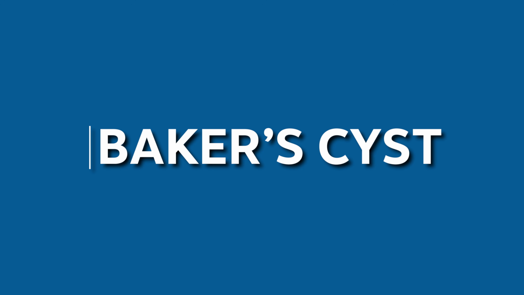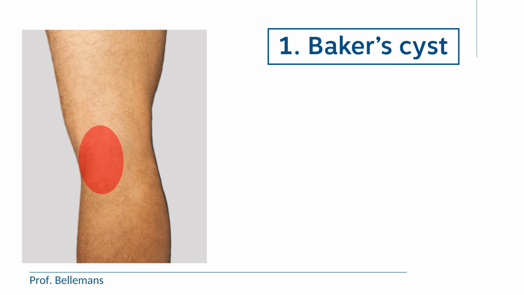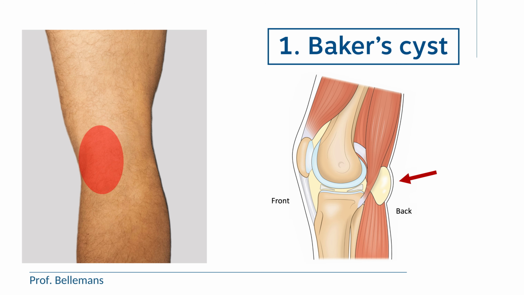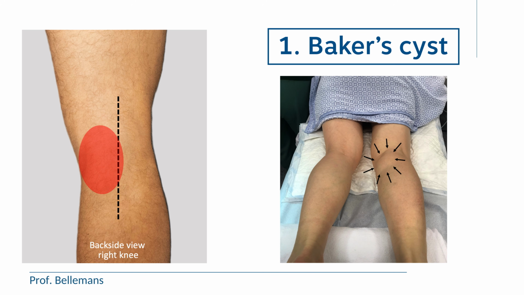Number 1. Baker cyst. A Baker cyst is a swelling in the backside of the knee that is caused by joint fluid that has leaked out of the joint and which has become encapsulated. Usually the cyst is located somewhat medial to the center. When the cyst is small or moderate in size, there usually is very little or even no discomfort. But when the cyst is big, it will cause tension or a feeling of tightness in the back of the knee, sometimes irradiating up and down the leg.